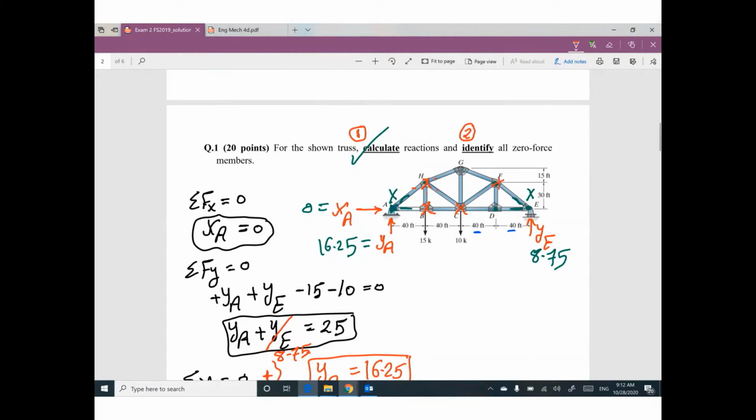What do you think about this joint? We have 3 members? Yes. 2 of them are collinear? Yes. The third member will be 0.